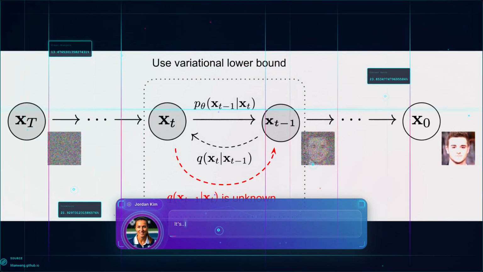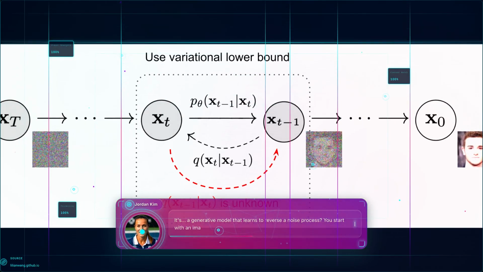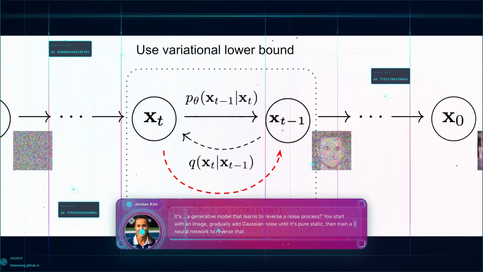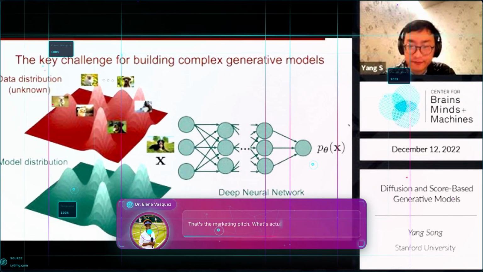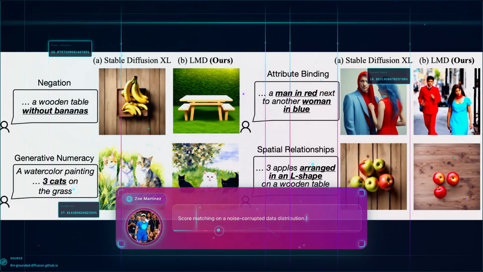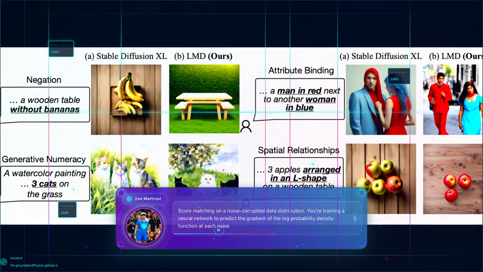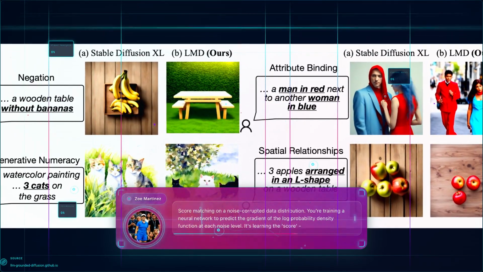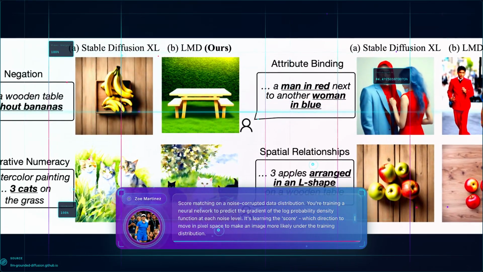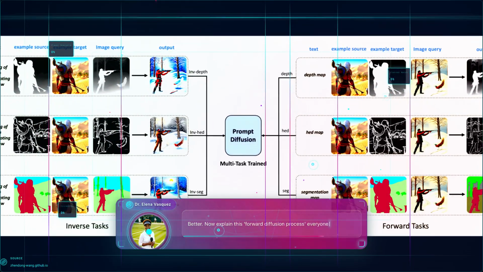It's a generative model that learns to reverse a noise process. You start with an image, gradually add Gaussian noise until it's pure static, then train a neural network to reverse that process. That's the marketing pitch. What's actually happening mathematically? Score matching on a noise-corrupted data distribution. You're training a neural network to predict the gradient of the log probability density function at each noise level. It's learning the score, which direction to move in pixel space to make an image more likely under the training distribution. Better, now explain this forward diffusion process everyone talks about.